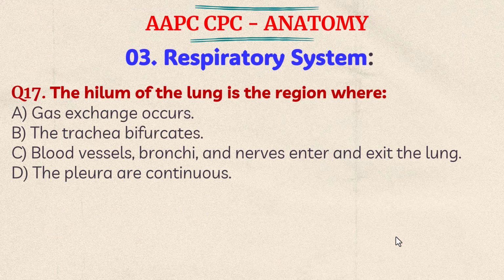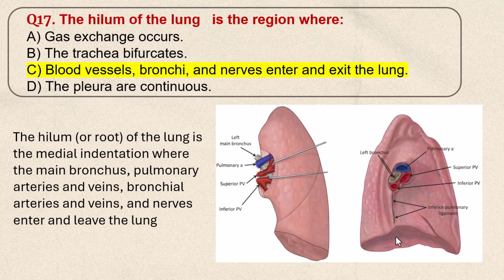Question number 17. The hilum of the lung is the region where A. Gas exchange occurs, B. The trachea bifurcates, C. Blood vessels, bronchi, and nerves enter and exit the lung, D. The pleura are continuous. Think the answer. The correct answer is C.